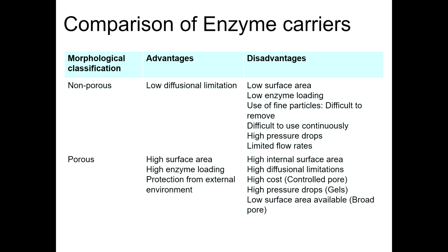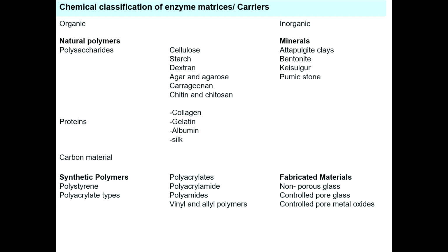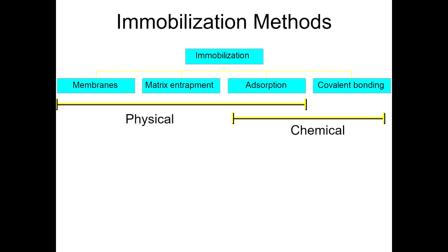So porous, in the porous there are advantages: the high surface area, high enzyme loading, protection from external environment, okay. These are the advantages of porous enzyme carrier, okay. But there are some disadvantages also: the high internal surface area, high diffusional limitation, high cost, also high pressure drop, low surface area available, broad pores. But according to study, the porous enzyme carriers are generally used as compared to the non-porous, okay. So this is the chemical classification of our enzyme.